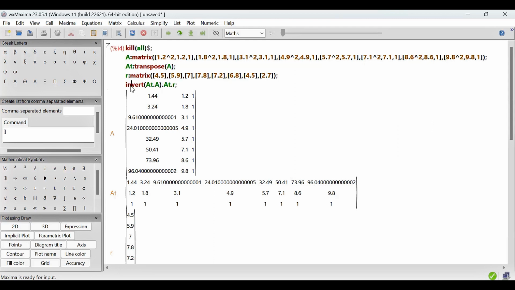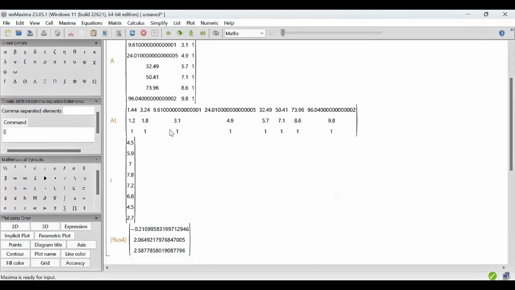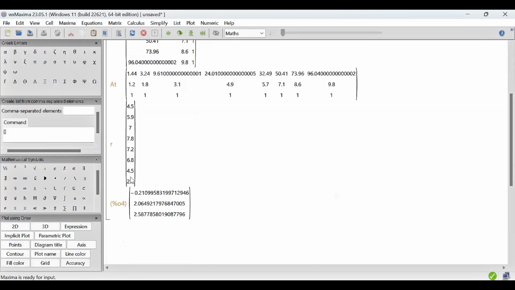Okay, and then to finally define the value of interest, we're going to take the inverse of the matrix A transpose A and make sure you multiply that with A transpose times R. And in doing that, here the matrix A, that's what this first one is. This is A transpose here. And then this is the matrix R. And then this is the output. These are the coefficients of the quadratic regression that we're looking for. This is the x squared component, this is the x component, and this is the constant component.